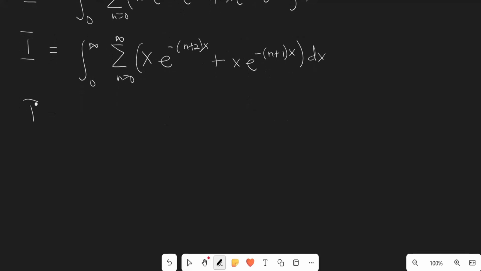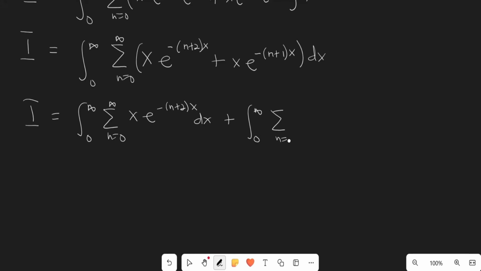So I'm now going to split this one into two different integrals and summations. The integral from 0 to infinity, the summation from n from 0 to infinity of x e^(-(n+2)x) dx, plus the next one, the integral from 0 to infinity, the summation from n from 0 to infinity of x e^(-(n+1)x) dx.